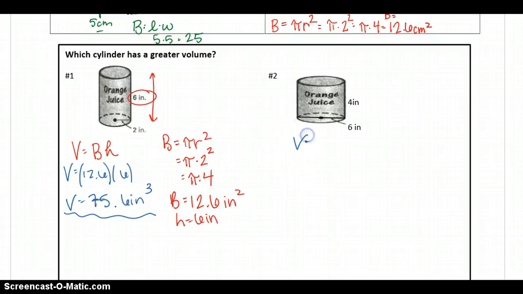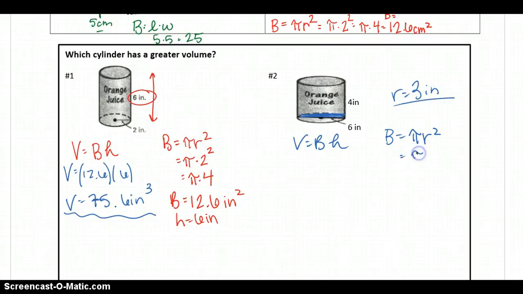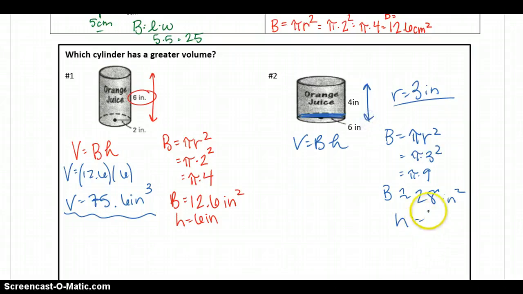Alright, let's find the volume of number 2. Same formula, V equals B times H. The area of our base is a circle, so we are going to use pi r squared. It gives us the diameter is 6 inches, so the radius has to be 3 inches. So we plug in pi times 3 squared, which is pi times 9, which if we plug that into our calculator, we should get approximately 28 inches squared for our base. And our height is given to us to be 4 inches. So we have everything we need to plug into our formula.